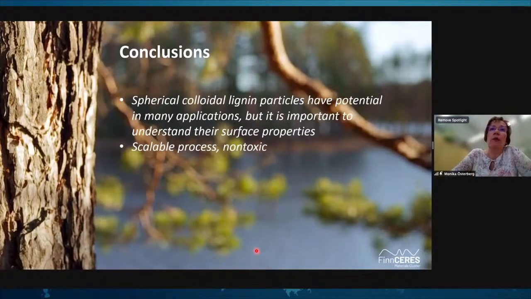So to conclude, I would say that these spherical colloidal lignin particles have potential in many applications. I hope I have convinced you about this also with the application examples I showed you. But it's very important to understand their surface properties to be able to use them in the best possible way. And there are scalable processes to produce the particles, and they seem to be quite non-toxic.